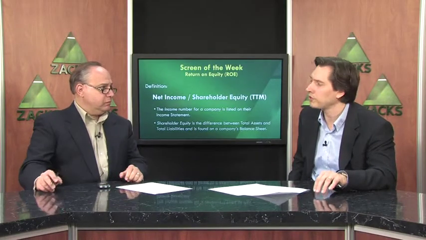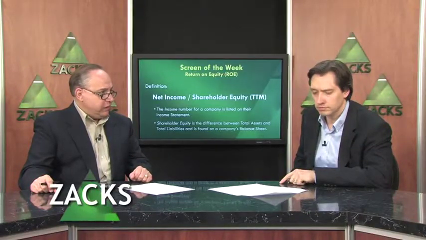Now, ROE is always expressed as a percentage. So if you have a company with an ROE of, let's say, 10%, that means the company has created 10 cents of assets for every $1 of shareholder equity in a given year. Is there a good level to maintain?